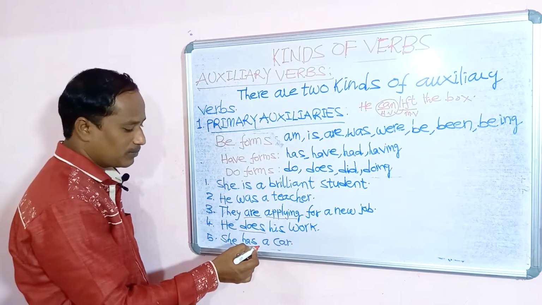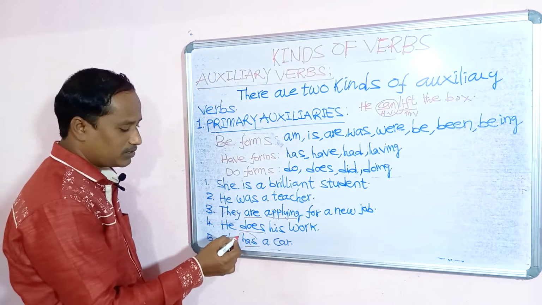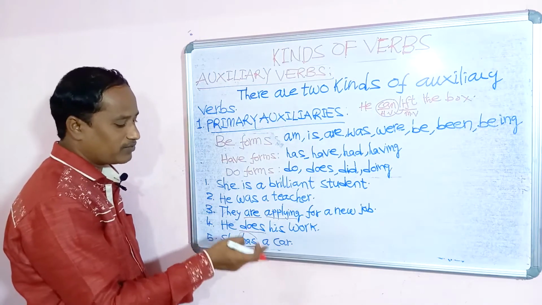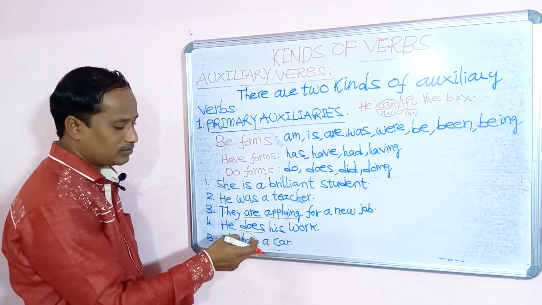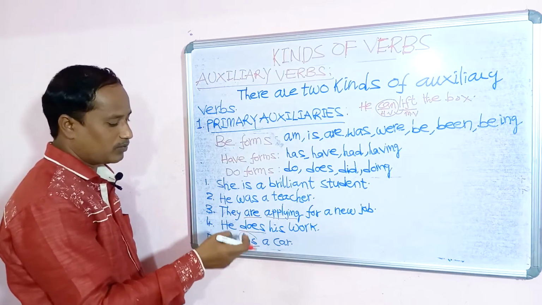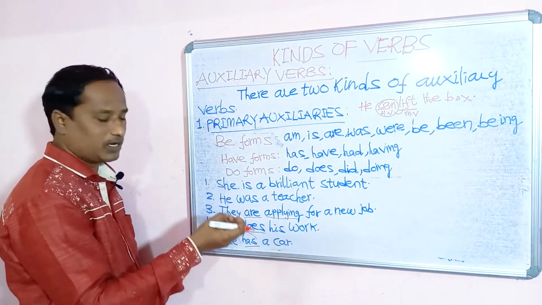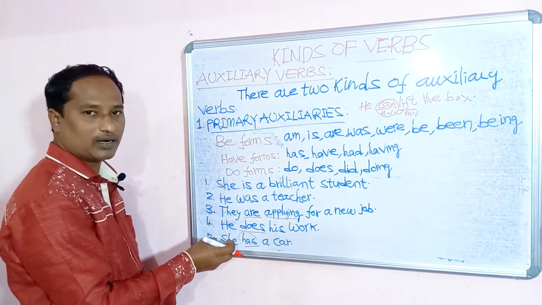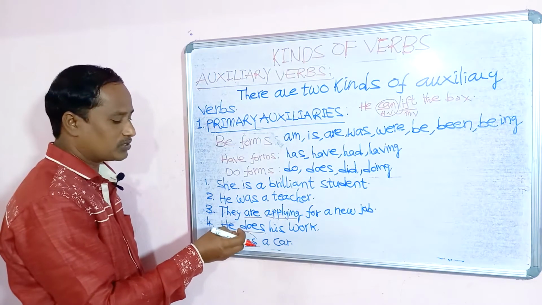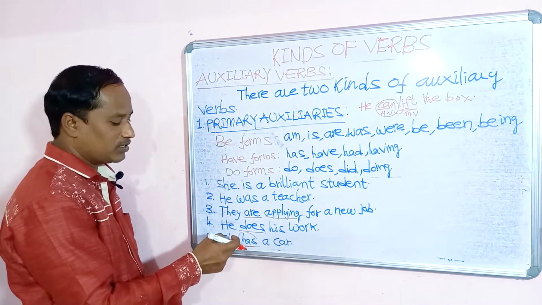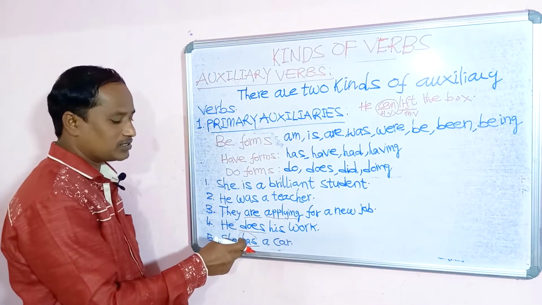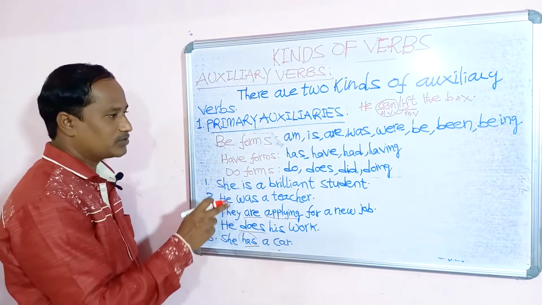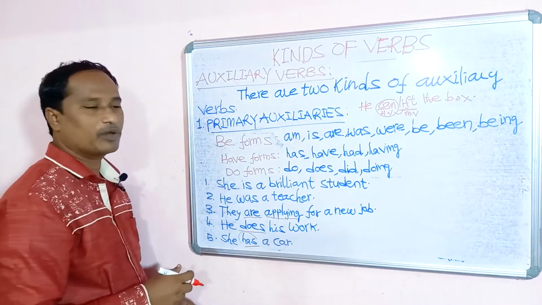So here it is an auxiliary verb, but in this sentence it acts as a main verb. She has a car. So it shows ownership, that the car belongs to her. So here the primary auxiliary verb acts as the main verb. So this is about primary auxiliaries.